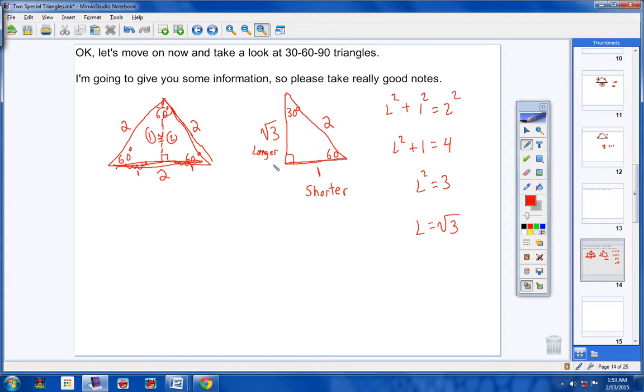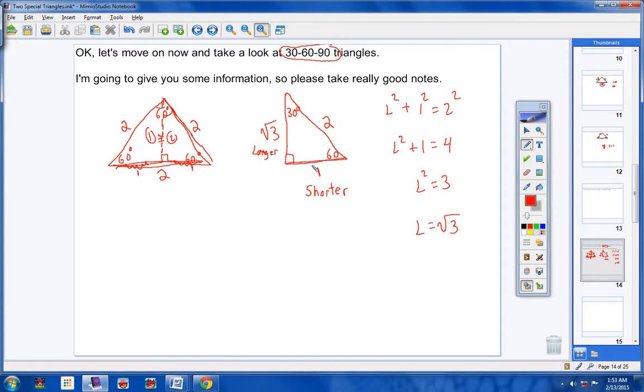So look at the relationships. We have all kinds of relationships going on, okay? Look. If you take the shorter leg and multiply it by what? 2. You get the hypotenuse. So the hypotenuse is always twice as big as the shorter leg. Always. Yes, in a 30, 60, 90 triangle, the hypotenuse will always be twice as big as the shorter leg. Or you could say the shorter leg is half as big as the hypotenuse.